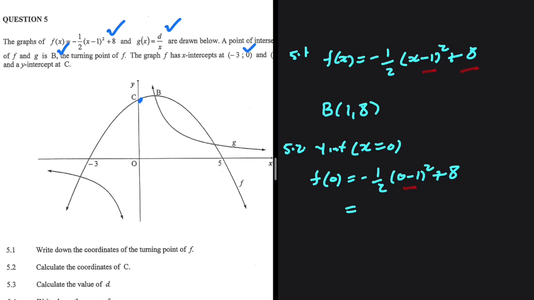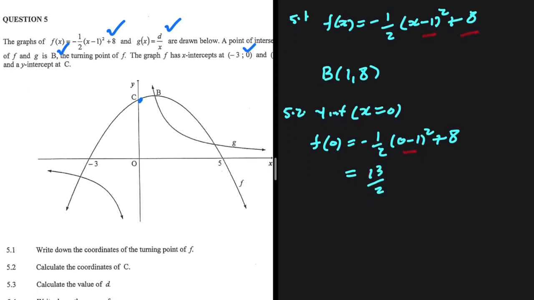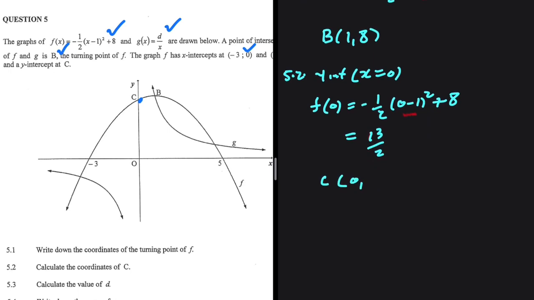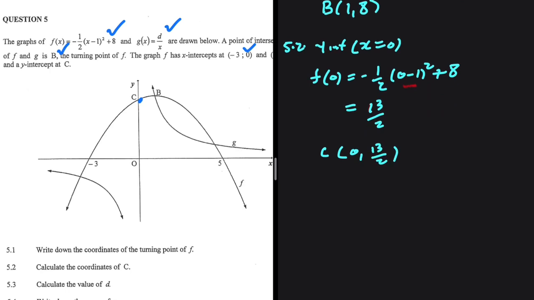7.5, I think we can write it as 13/2 instead. So the coordinates of c, we have an x value of 0 and a y value of 13/2. 13/2 is 6.5 and not 7.5. So we're supposed to have 15/2 instead. Let's go ahead and do 5.3.